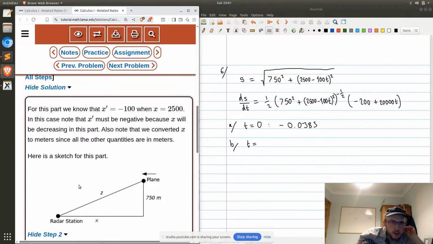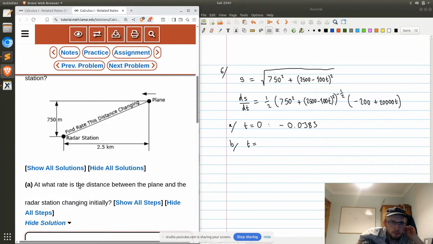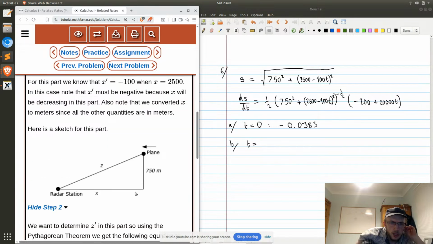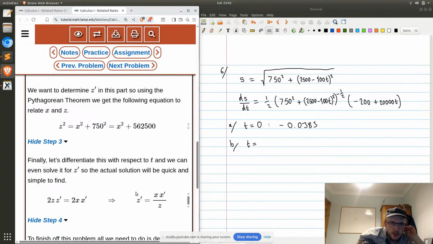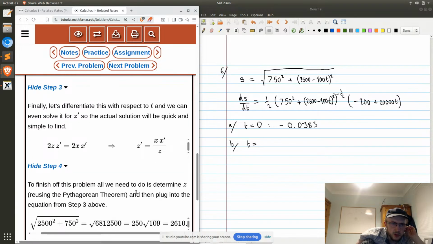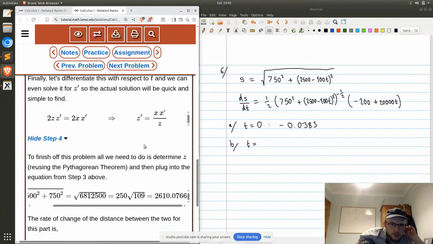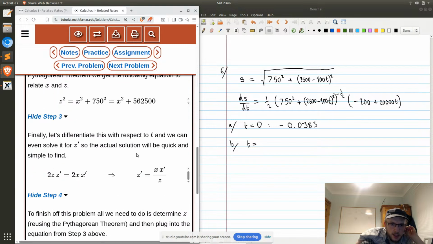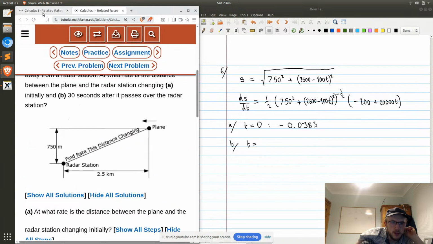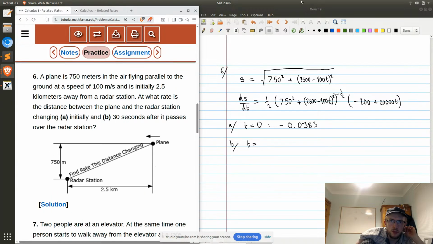Okay, let's go by their thinking. We have x here. We don't know what x is. And z. And z squared is equal to x squared plus 750 squared. Agreed. Differentiate with respect to t. So 2z z prime equals 2x x prime. So we get that. All right then, I'll just have to do it your way because I can't actually figure out why my way is wrong.